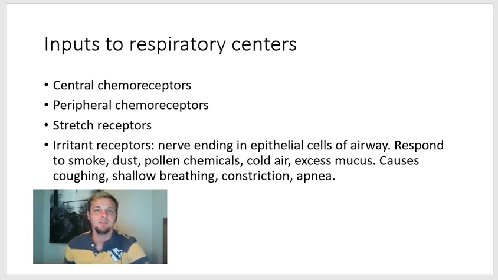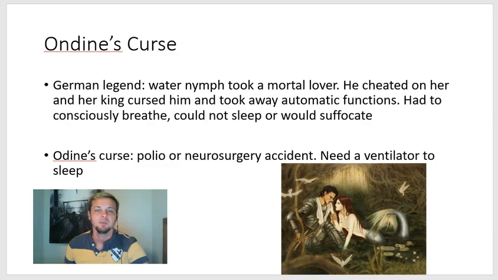If you damage these receptors in the pons and the medulla, you can get something called Ondine's Curse. It's a German legend where this water nymph took a mortal lover. He cheated on her, so she had the king take away his autonomic functions. And so he had to consciously breathe in and out, in and out. So he had to think about that all the time. And if he ever went to sleep, he would die. There's an actual disease called Ondine's Curse where if you had polio, where you start losing some of that autonomic function, or a neurosurgery accident, then you have to have a ventilator to sleep.